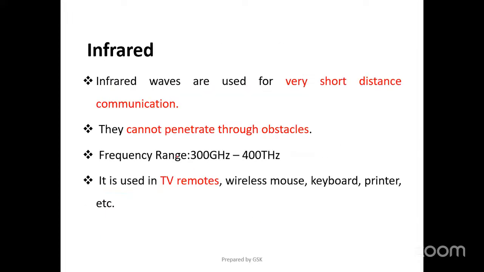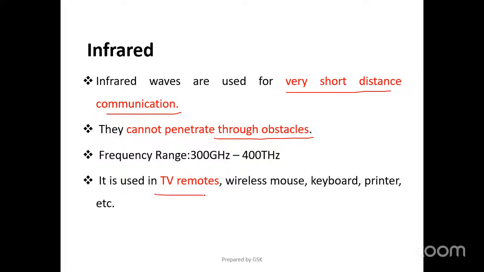The next type of waves is infrared waves. Infrared waves are used for very short distance communication and they cannot penetrate through obstacles. That means if any object is in the way while infrared waves are transmitting, the signal will be stopped there. It cannot penetrate through the obstacles. The frequency range is 300 gigahertz to 400 terahertz.